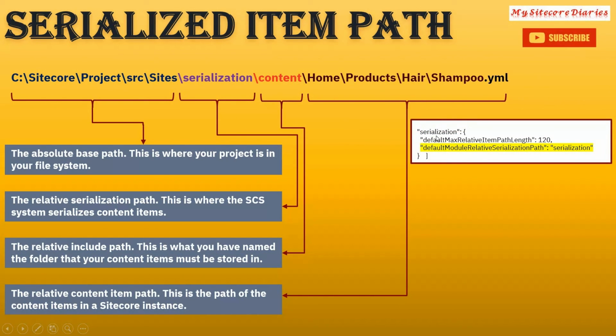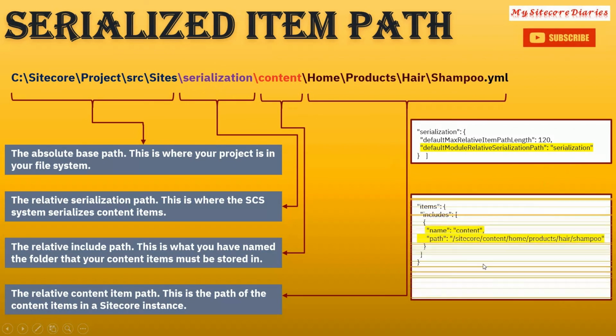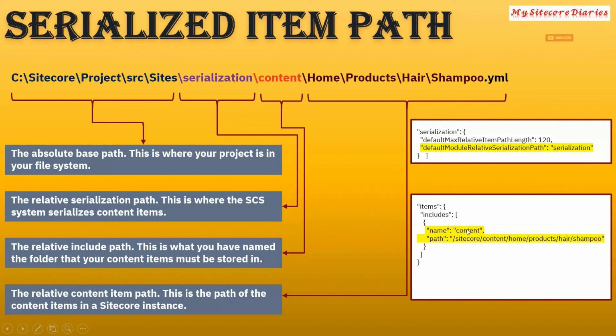So in your configuration, you have the default module relative serialization path, serialization, that is this purple colored thing. That name is here. And in the includes, the name is content, which is your folder, and then the path is your Sitecore content path. So Sitecore content home, products, hair, shampoo is your item path in your content tree. That gets mapped to home/products/hair/shampoo.yml. If you have observed, this is exactly how Unicorn works.